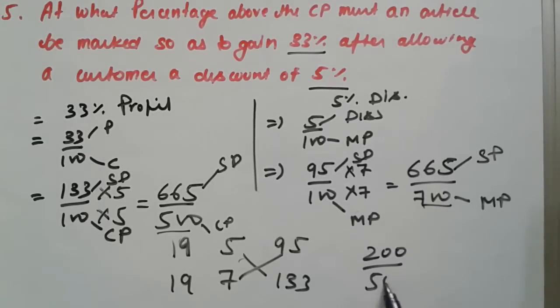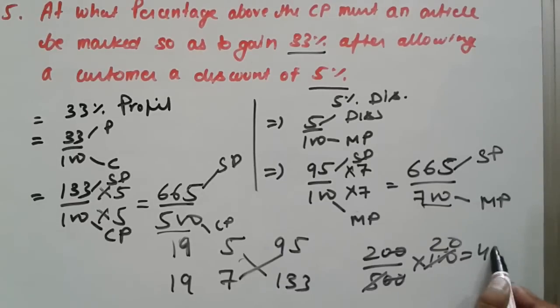So 200 by 500, we have to calculate the percentage. Okay, so it will become 40%. So our market price is 40% more than the cost price. Okay, so friends, it is the easiest method and you have to practice.